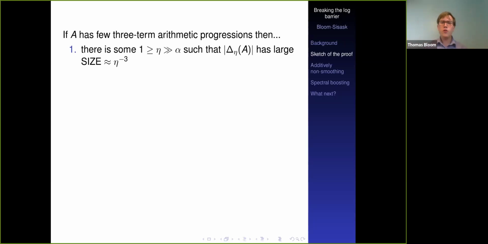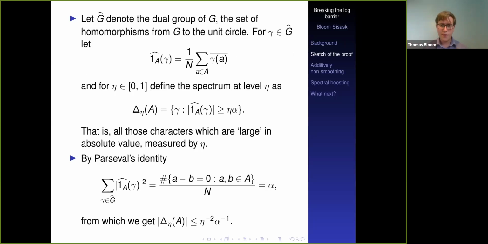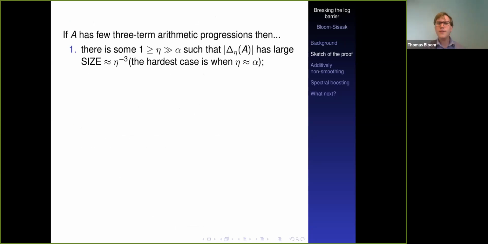In particular, note when eta is roughly alpha, then this lower bound of eta to the minus 3 actually agrees with this upper bound of eta to the minus 2, alpha to the minus 1. So when eta is roughly alpha, essentially what we're saying is that the size of the alpha level spectrum is as big as it can be, which is very unusual for a set. It's a lot of information. And it turns out the hardest case is when eta is roughly alpha.